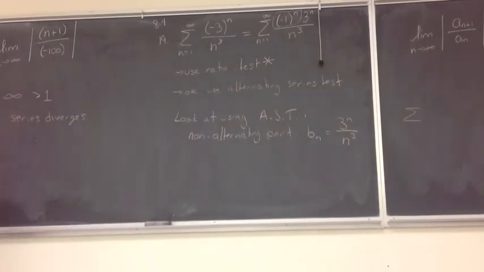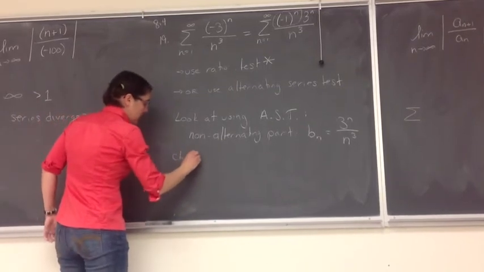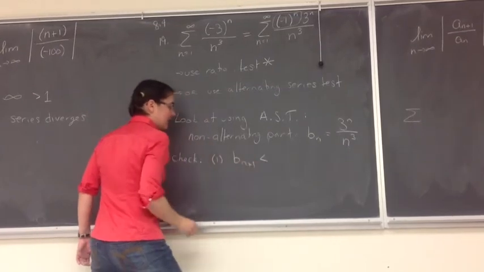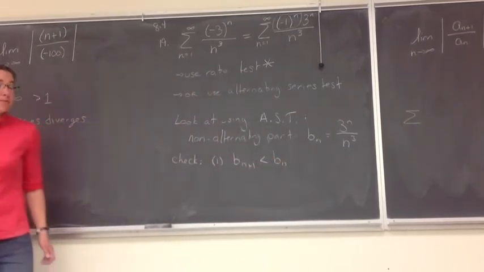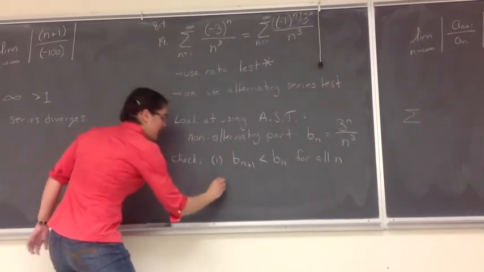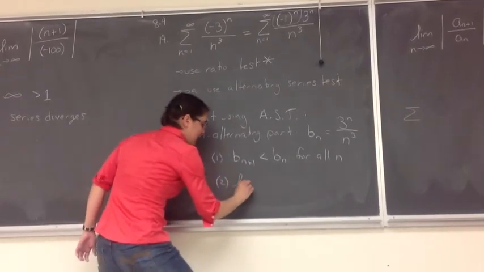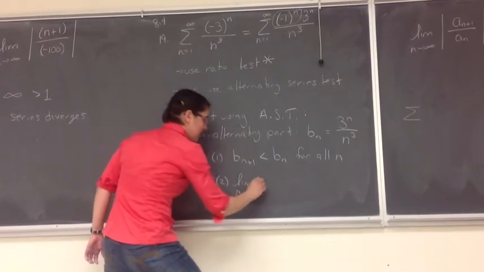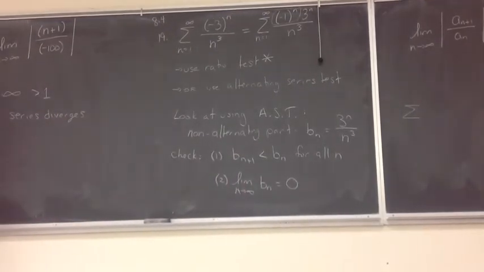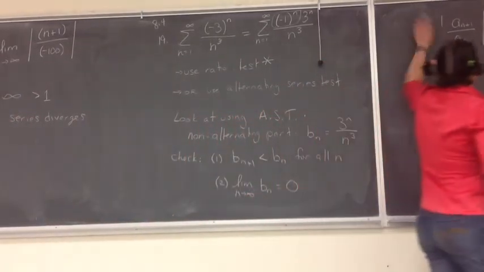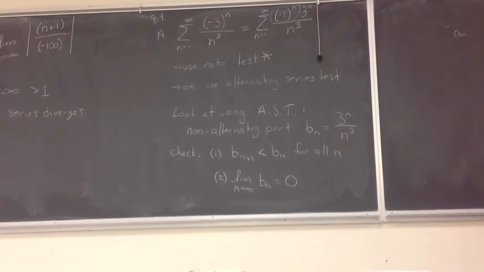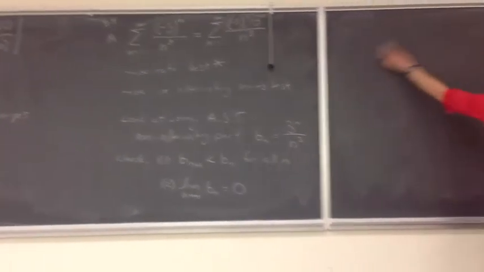And so the two things that I need to check are, number one, Bn plus 1 is less than Bn for all values of n, and second, that the limit as n goes to infinity of the non-alternating part is equal to 0. So these are the two things that I need to check, and if I check both of these and I come up with yes on both of those, then we can conclude that our alternating series converges.